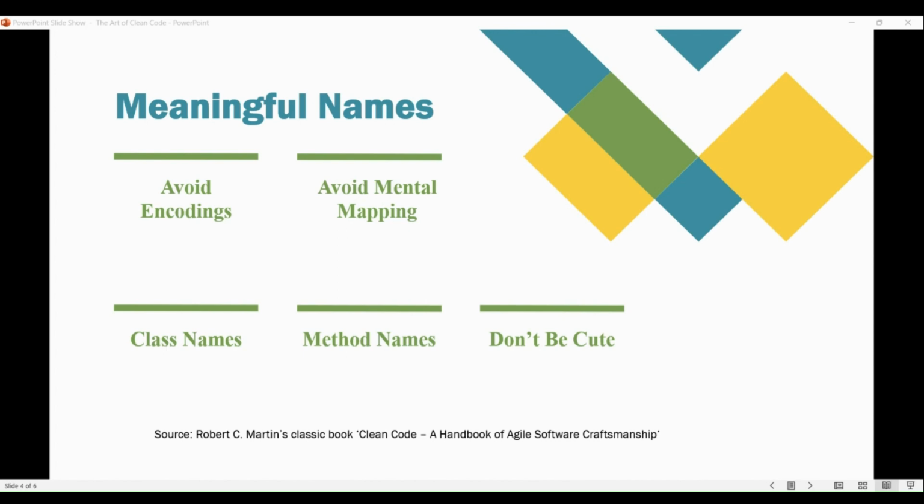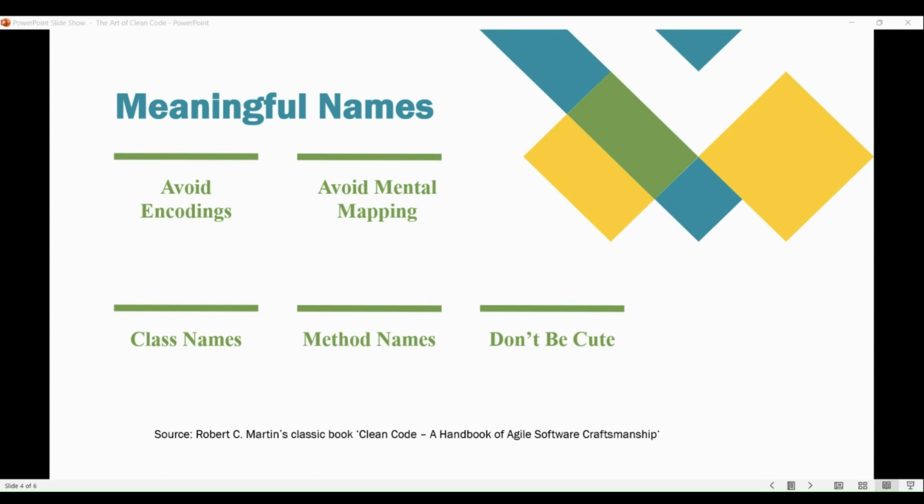Classes and objects should have noun or noun phrase names like customer, student, account, and so on. Do not put a verb in the class name. A class denotes a noun or a noun phrase. So put a class name by keeping the noun or the noun phrase in mind.